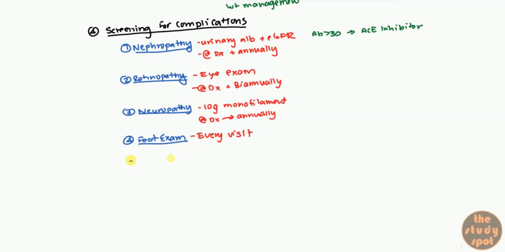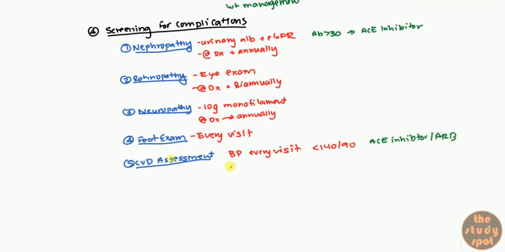Now, of course, diabetic patients are at increased risk of cardiovascular disease, so you do want to do a cardiovascular assessment. So you want to check their blood pressure every visit. Make sure it's less than 140 over 90. And if it is high, if they have hypertension, for example, the drug of choice in these patients is an ACE inhibitor or ARB, and that's just because, of course, it's beneficial for the nephropathy. So you're taking care of the hypertension and you're preventing nephropathy as well. So keep that in mind, very common USMLE question.